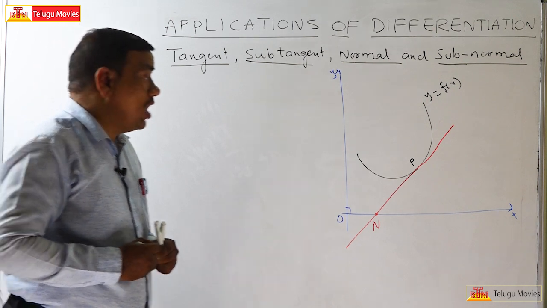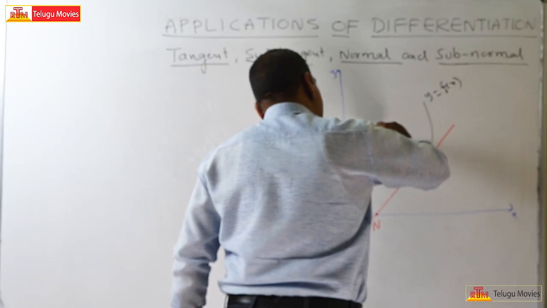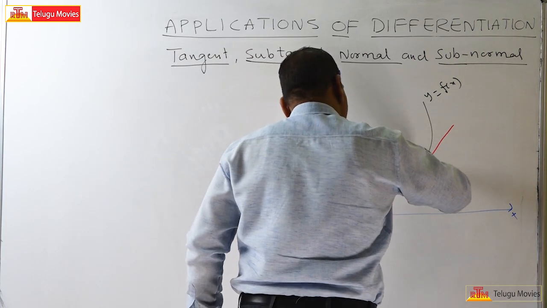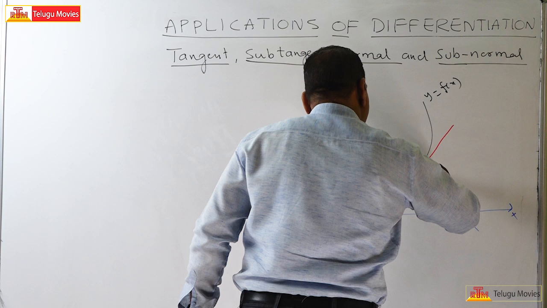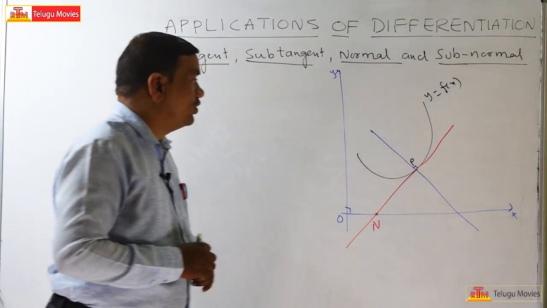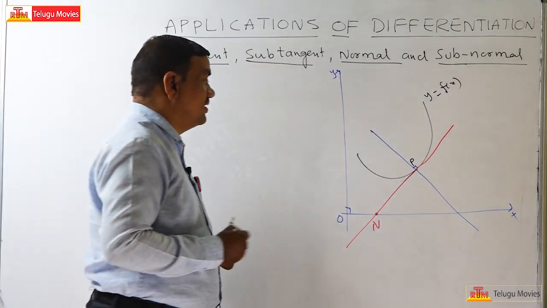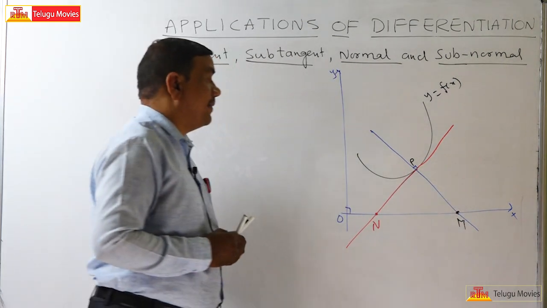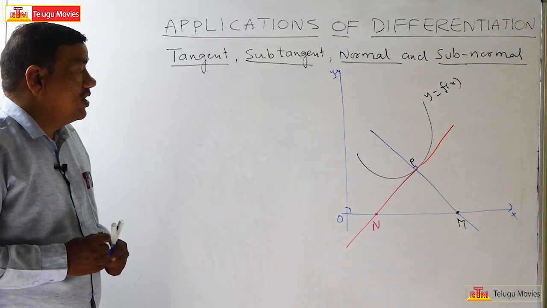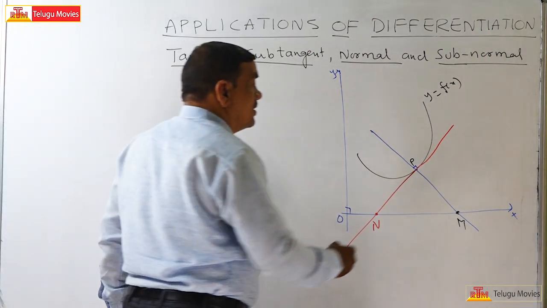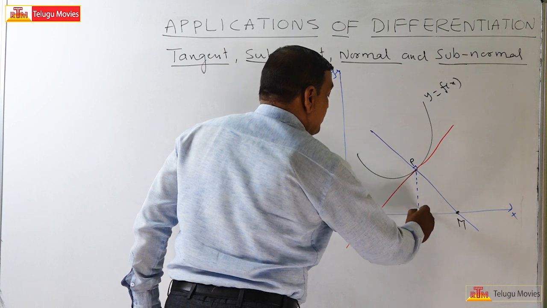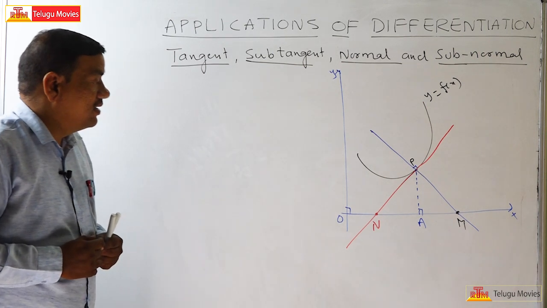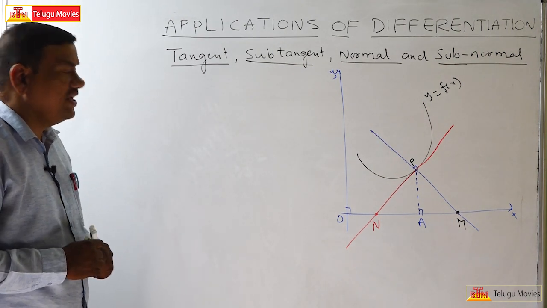Let us draw a normal to this tangent. So, this is the normal at the point P to the curve y is equal to f(x). Let it intersect the x-axis at M, PM. Let us drop the perpendicular, let us call it PA, on the x-axis. See here.